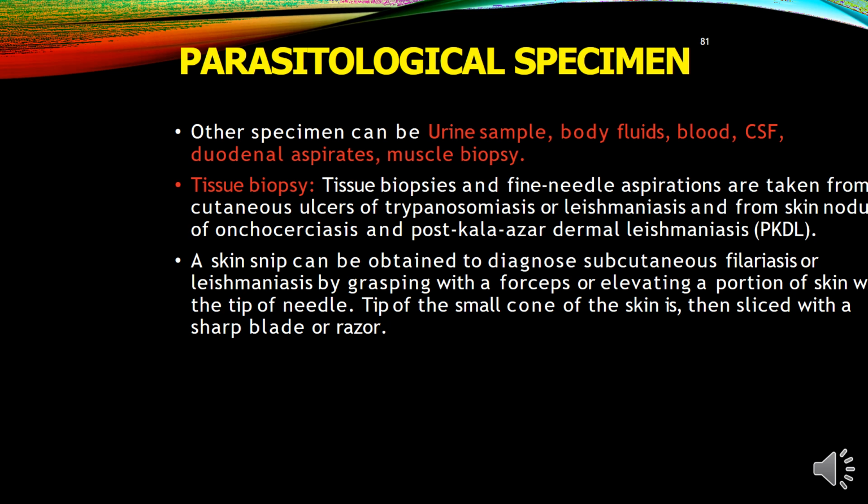A skin snip can be obtained to diagnose subcutaneous filariasis or leishmaniasis by grasping using a forceps and elevating the portion of the skin with the tip of the needle. The tip of the small cone of the skin is sliced with a sharp blade.